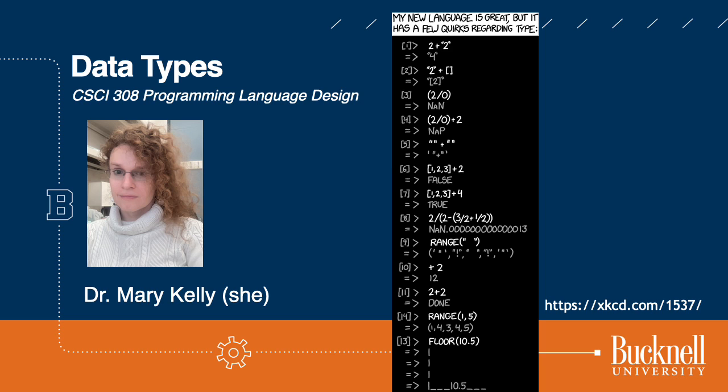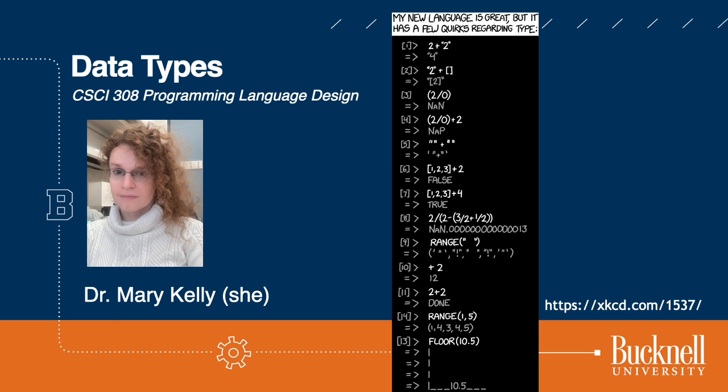What's going on here is that it has added 2 to the last character in NaN, incrementing N to O and then P to create NAP. If we jump down to line 11, 2 plus 2 returns none, or line 13, where floor 10.5 returns an ASCII image of a 10.5 sitting on a floor.